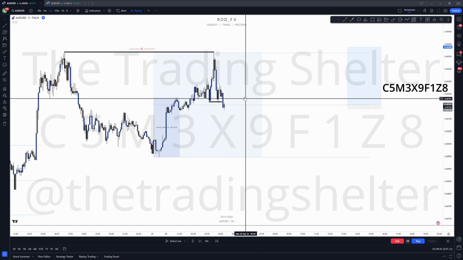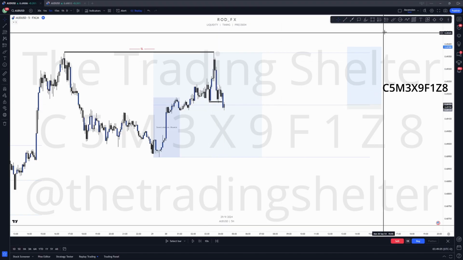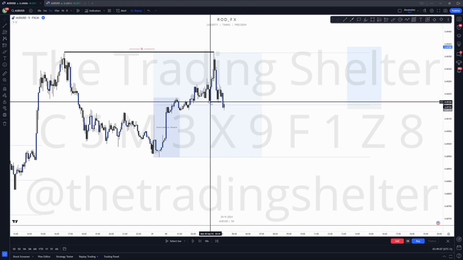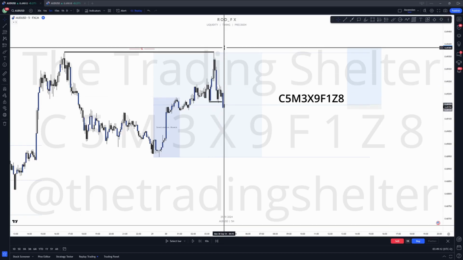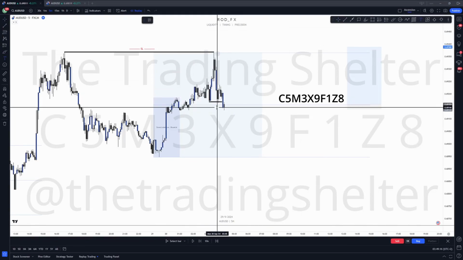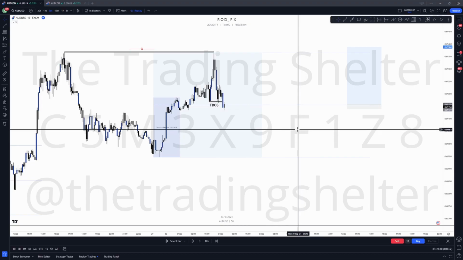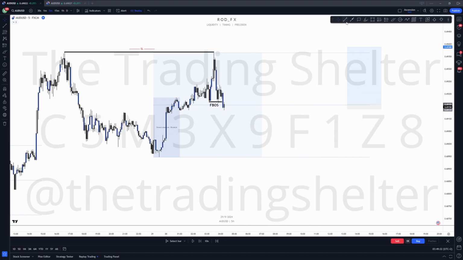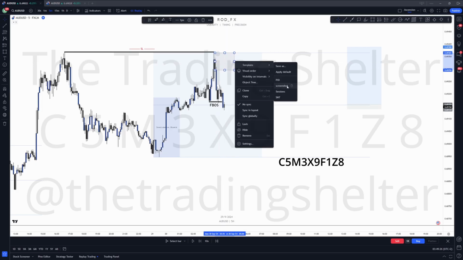Okay? So now we have a new structural low, but what do we also have? A false break of structure. Why? Because this point is where it closed below, right? Instead of higher. This point here becomes the FBOS. So let's identify this as an FBOS. Right. So now we have potential confirmation that we have an SMT. We put it as an SMT.